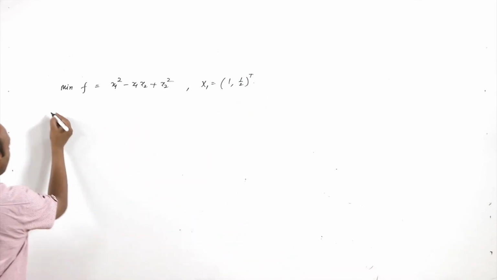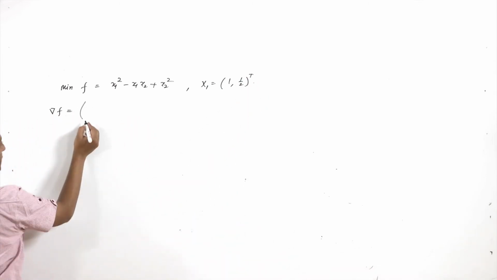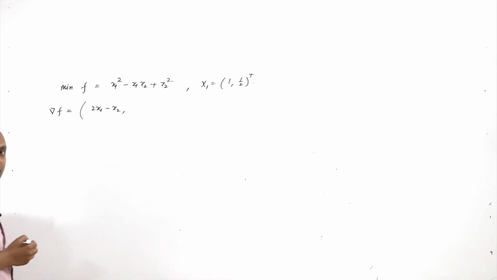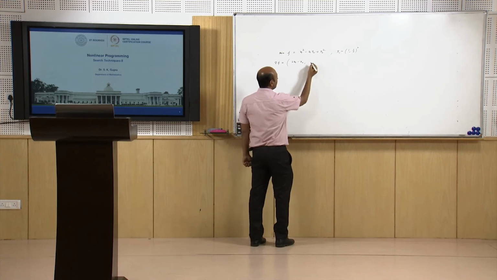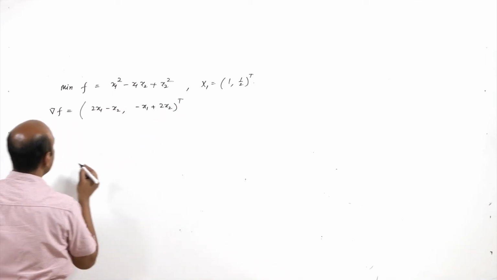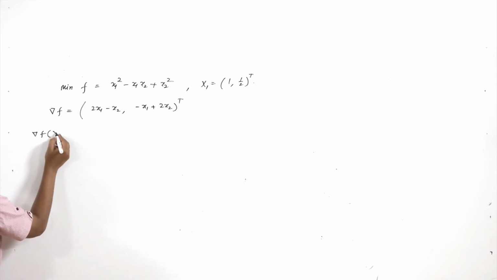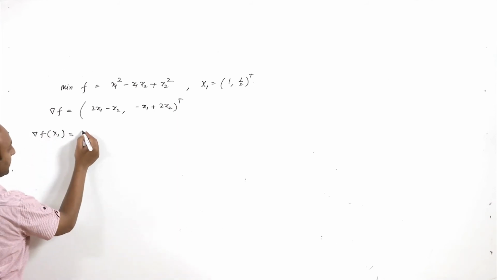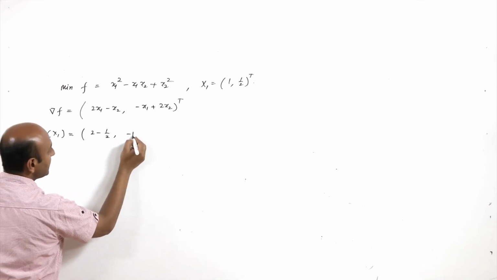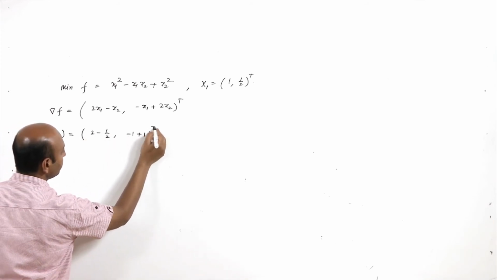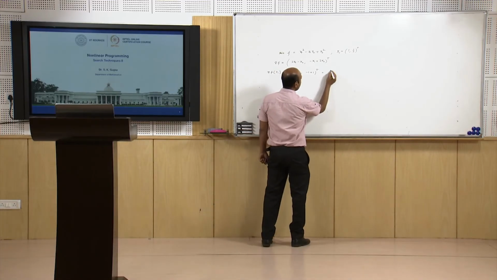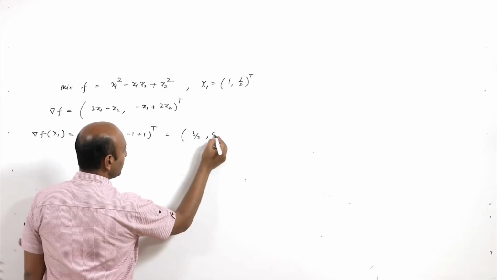So, first we will find the gradient of f. Gradient of f is (2x1 minus x2, minus x1 plus 2x2), that is, del f upon del x1 and del f upon del x2. Now, the gradient of f at x1, which is 2 minus half, and it is minus 1 plus 1, okay. That is nothing but 3 by 2 comma 0.